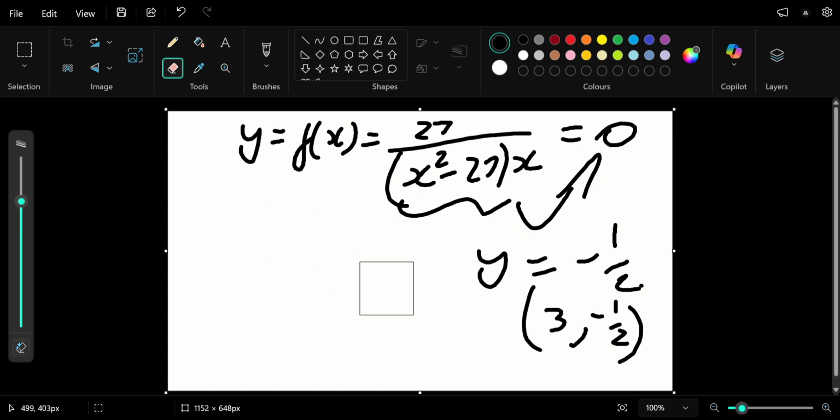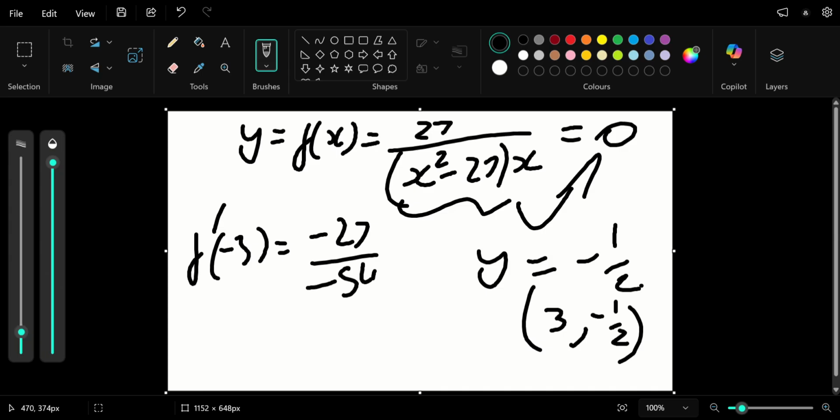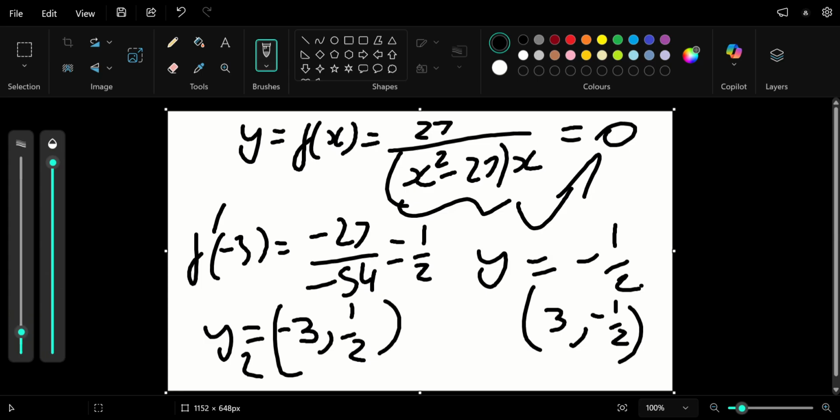Let's substitute in minus 3 into our function to find the next stationary point. You'll find that we'll have 27 over minus 54 this time. The minus cancels to give us half. So our next one will just be minus 3, 0.5 as our second stationary point.